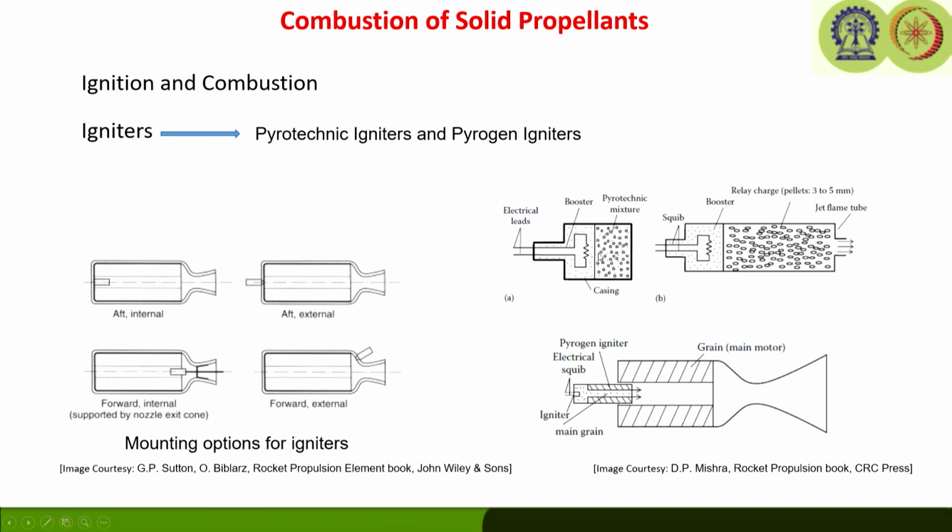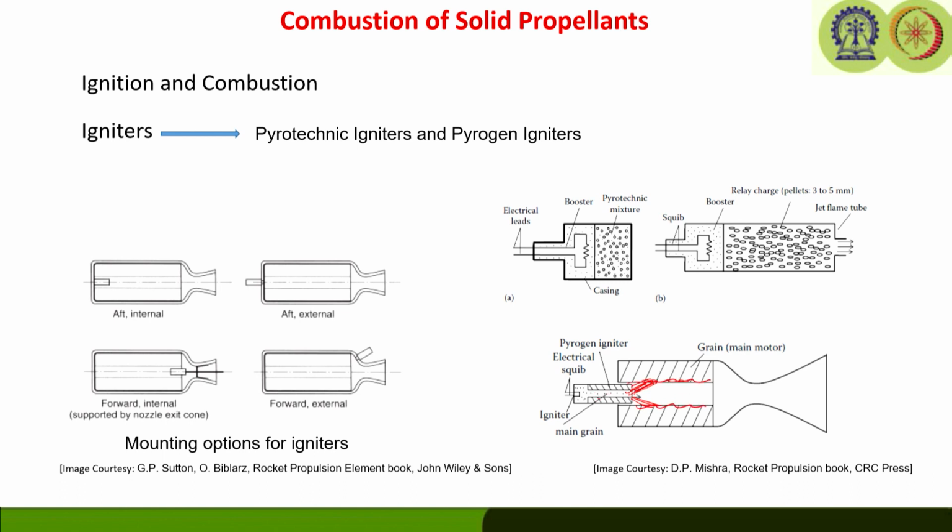So, there are different types of igniters. There are basket type and jet flame tube type igniters, which are basically under the pyrotechnic igniters. Now, it may not always be sufficient to ignite a large rocket using a pyrotechnic igniter. In that case, a small rocket itself is used to ignite the large rocket. If you look at this, this is a small rocket, and the plume from the small rocket is going to impinge on the propellant surface, which is going to ignite the main propellant grain.